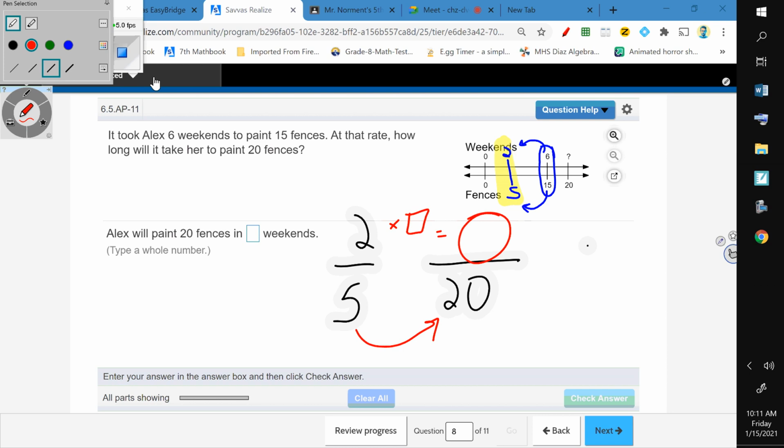Did that make sense, Ava? You got it right? Did you get it right? Do you know 5 times what is 20? Did you do 2 times the same number?